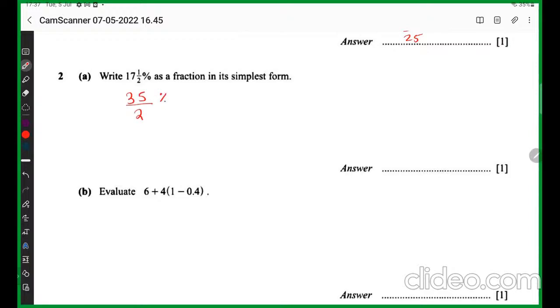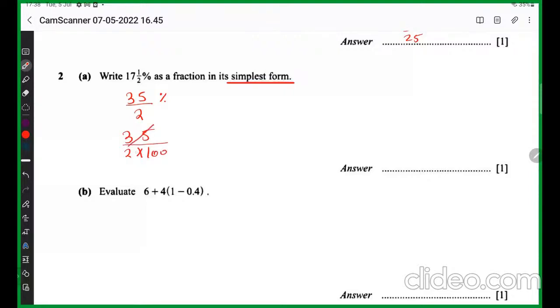Okay. Now I can write it as 35 divided by 2. Percent means I need to divide that number by 100. Percent is basically per and then cent. Per is divide, cent is 100. So 35 by 2 would be divided by 100. So I can write it down this way. And the next part of the question says, give the answer in its simplest form. So I need to simplify.